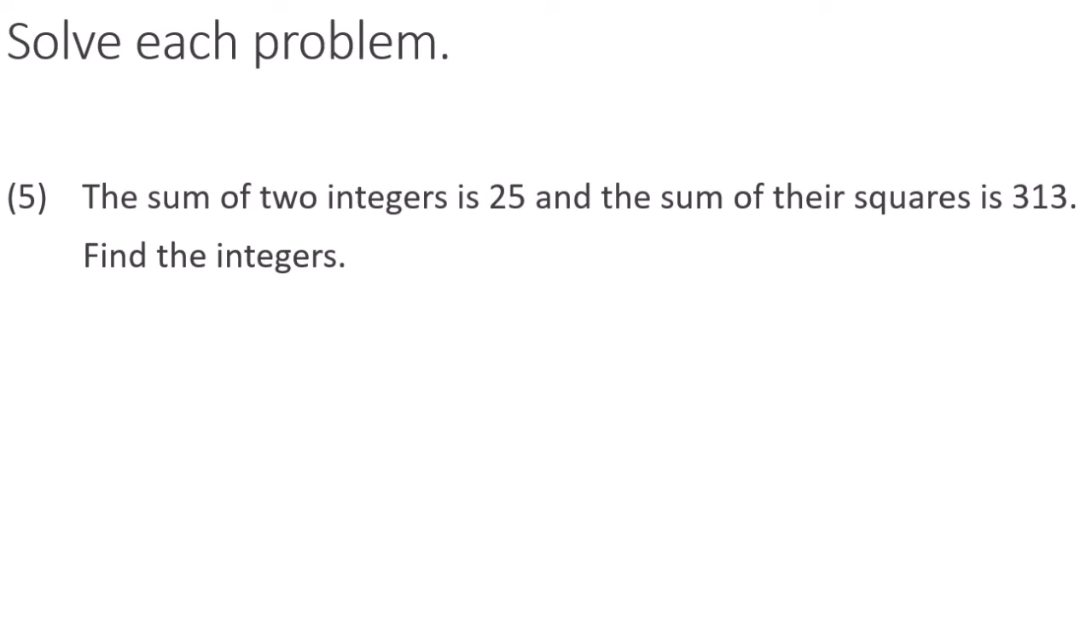All right, so this one says the sum of two integers is 25, and the sum of their squares is 313. So if the sum of two integers is 25, and one integer is x, then the other one has to be 25 minus x, right? Like if one is 10, 25 minus 10 is 15, so the other one has to be 15. So that's the other integer.